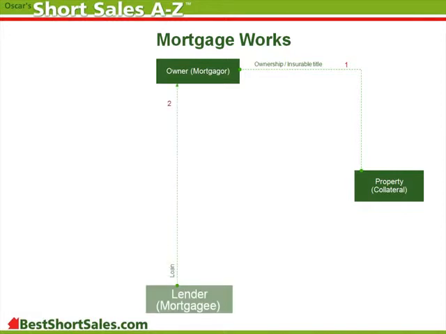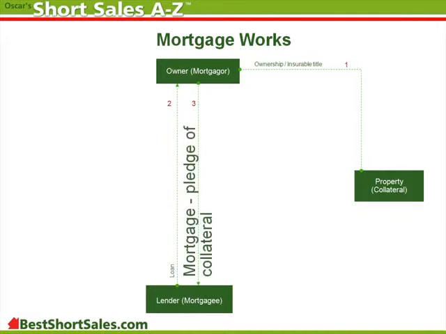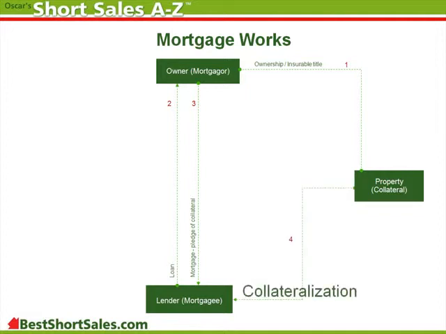A lender will loan money to the homeowner. From this point on, the lender will be referred to as the mortgagee. To ensure payment of that debt, the owner will commit the property as guarantee of payment to the lender. Said in other words, the mortgagor pledges the property as collateral to the mortgagee. At this point, the property becomes collateral.